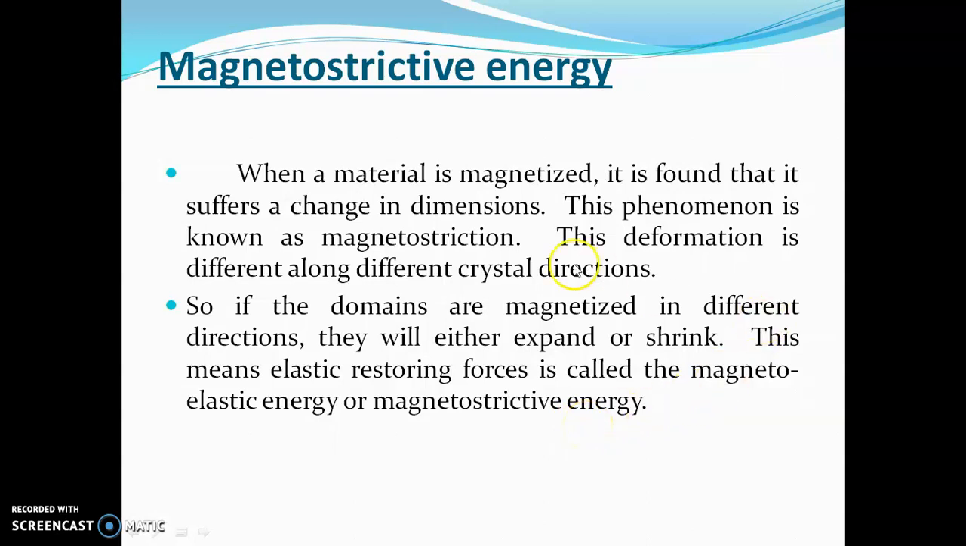What is magnetostrictive energy? When the ferromagnetic material is placed in an alternating magnetic field, the material starts to vibrate, or in other words, a change in length takes place. This effect is called the magnetostrictive effect. The energy associated with this effect is called magnetostrictive energy.